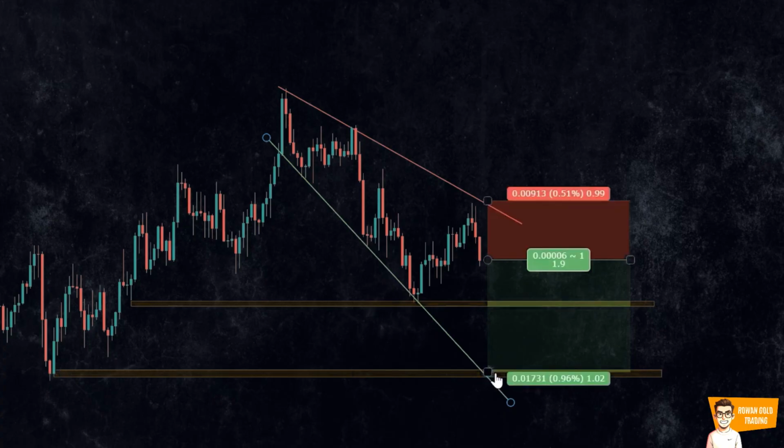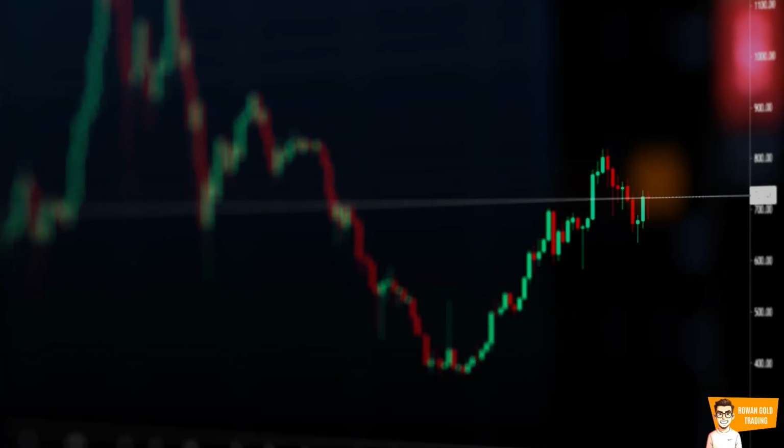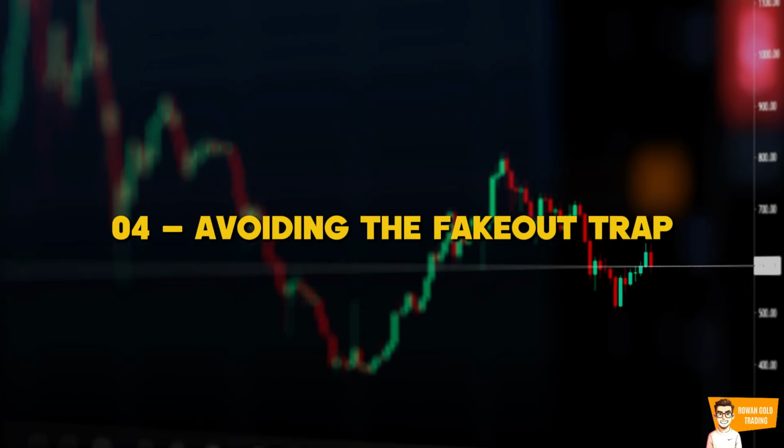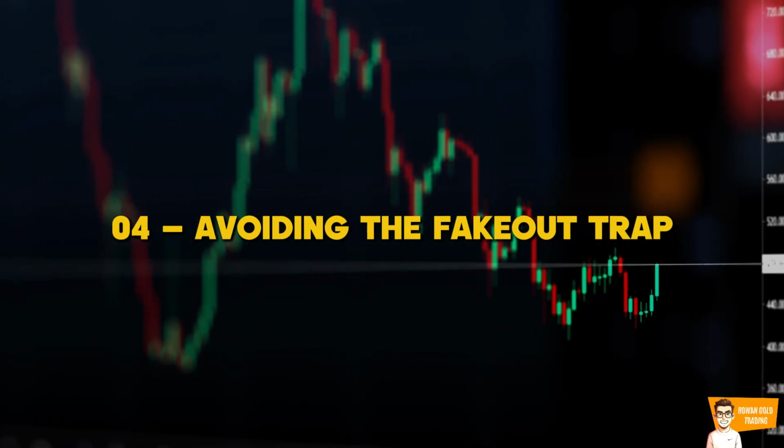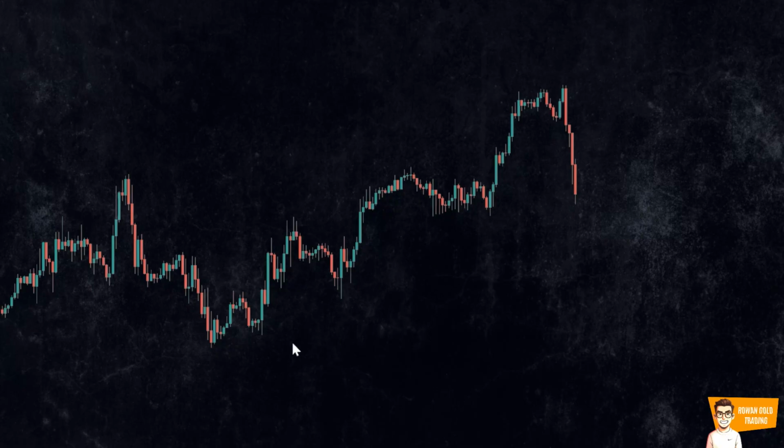Which brings us to probably the most important part of this whole explainer: avoiding the fake-out trap. Look, being able to spot the difference between a real breakout and a nasty trap is a skill that will literally save you so much money and heartache. Let's dig in. Picture this.